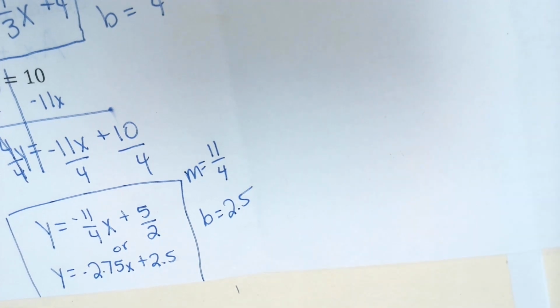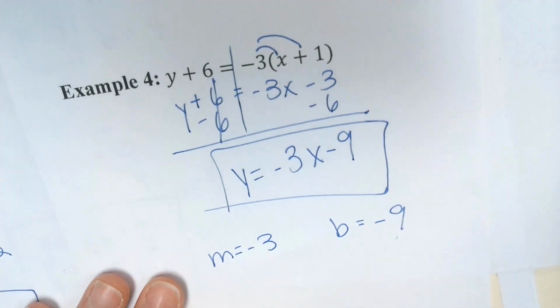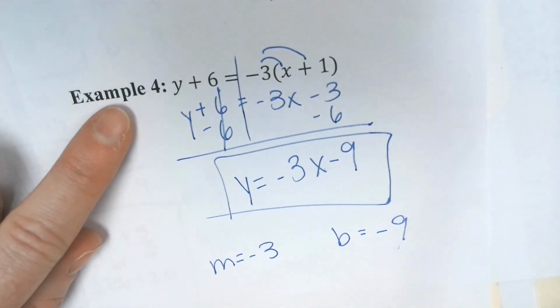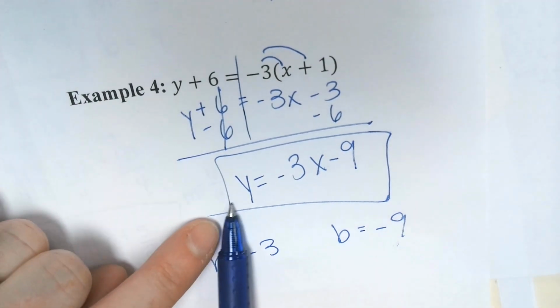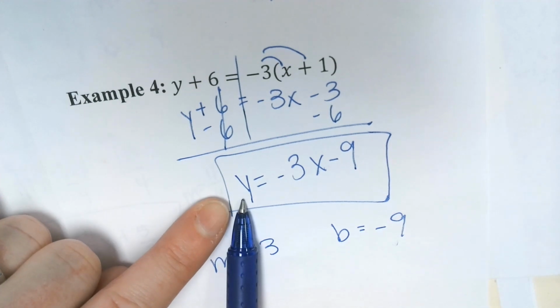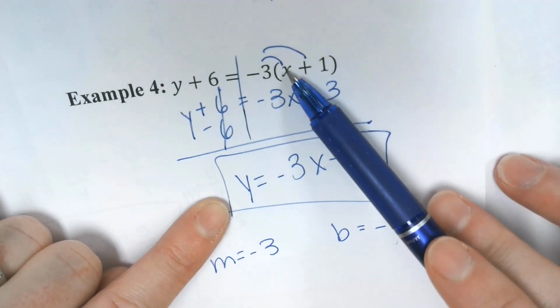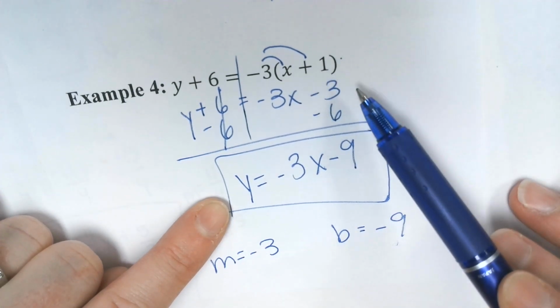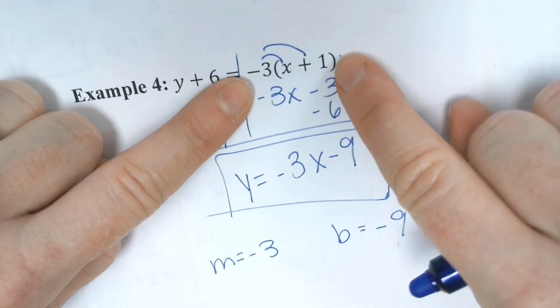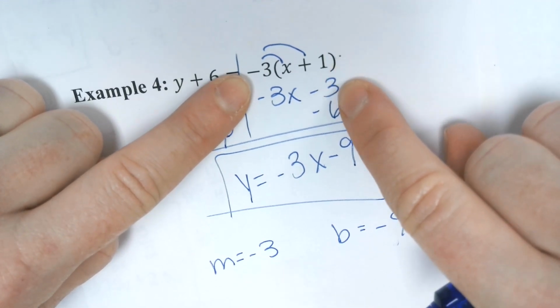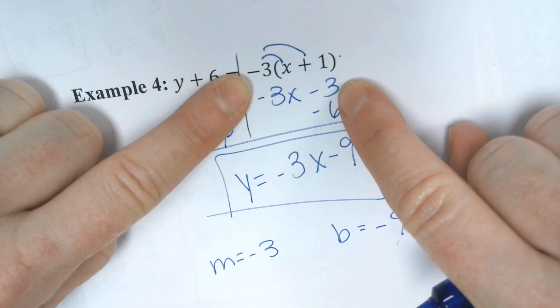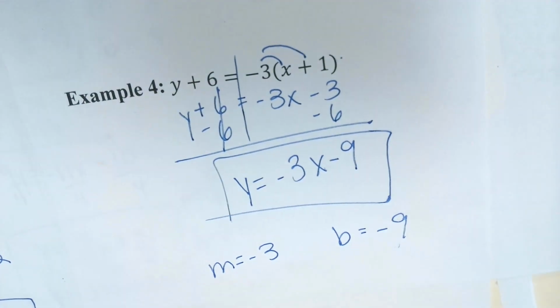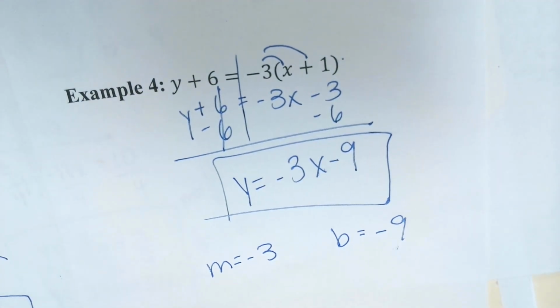Okay, example 4. I'm going to go ahead and show you that one so you can check your work. And I'll explain it. Here's our final answer though. Y equals negative 3x minus 9. First thing you do is distribute. Whenever I was walking around, I saw that a lot of people forgot to multiply negative 3 times a positive 1, which gives you a negative 3. So then whenever you move things around, it's y equals negative 3x minus 9. And that's your slope, and that's your y-intercept.